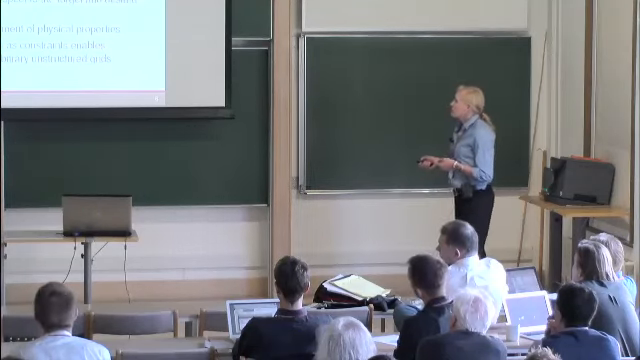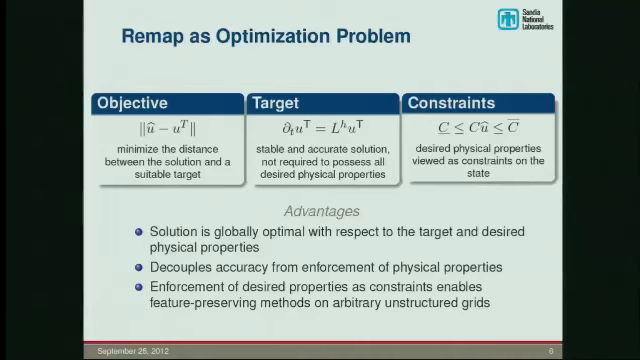And then we have constraints. All the desired physical properties go into the constraints, and they define a feasible set for our final solution. And the advantage of this is that we can show that the solution is globally optimal with respect to the target and desired physical properties. In fact, for the formulation I will discuss, we can actually prove that there is a unique minimizer. It decouples accuracy in the target from the enforcement of physical properties, which can be nice. And it can allow you to try new interesting feature preserving methods and apply them to arbitrary grids.